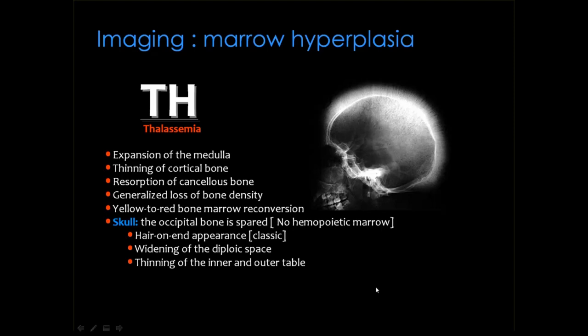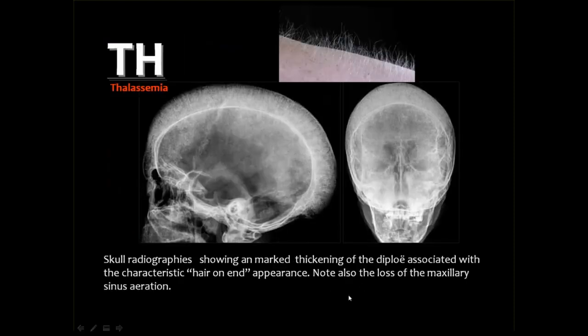There are very pathognomonic changes in the skull, which appear in the famous radiological sign known as the hair on end appearance. This appearance is due to the hyperplasia of the bone marrow with dilatation, or increase in the size, of the diploic space. These changes do not affect the occipital bone because there is no hematopoietic bone marrow in the occipital bone.